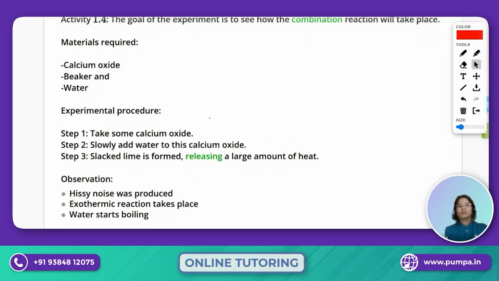Okay, so mostly you have to look into each and every activity, don't miss out any activity, learn it. Understand what you are learning from each activity. What are the chemicals required, what are the reactions happening.